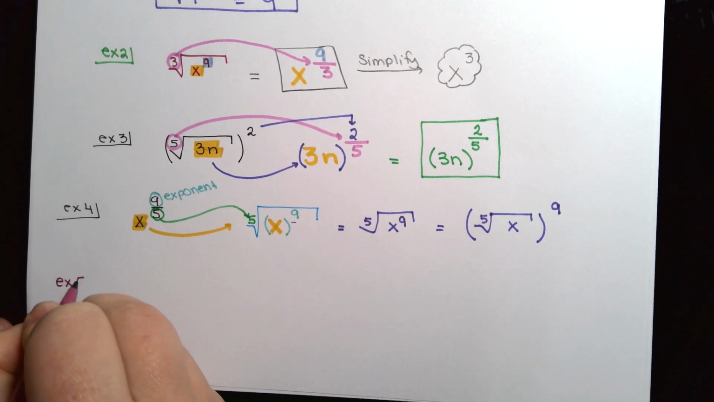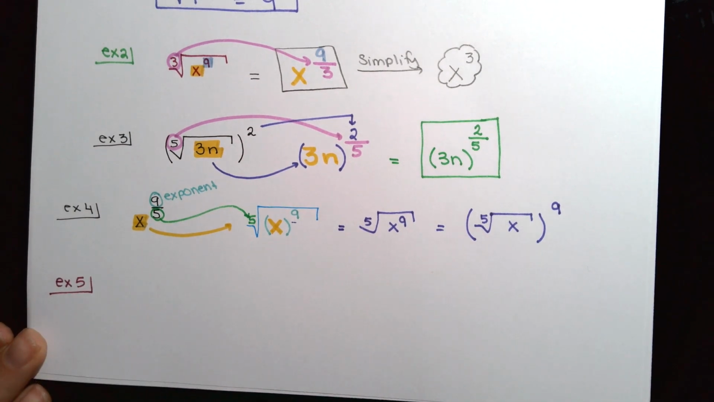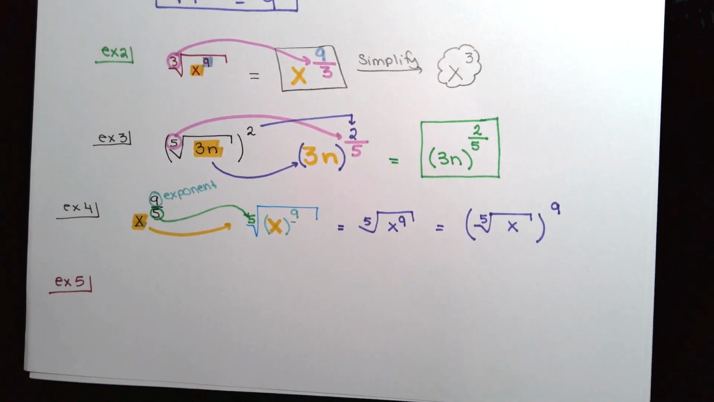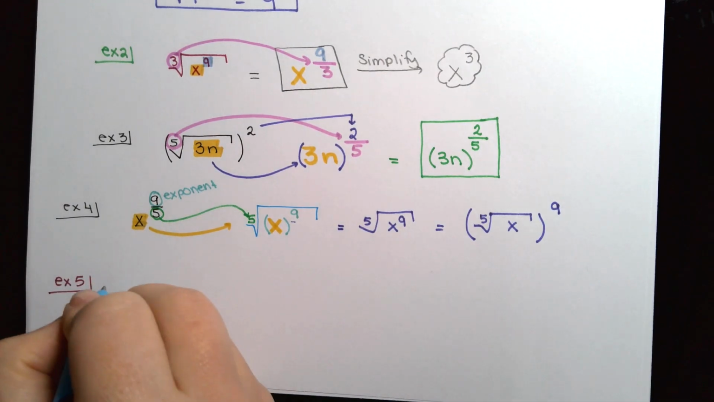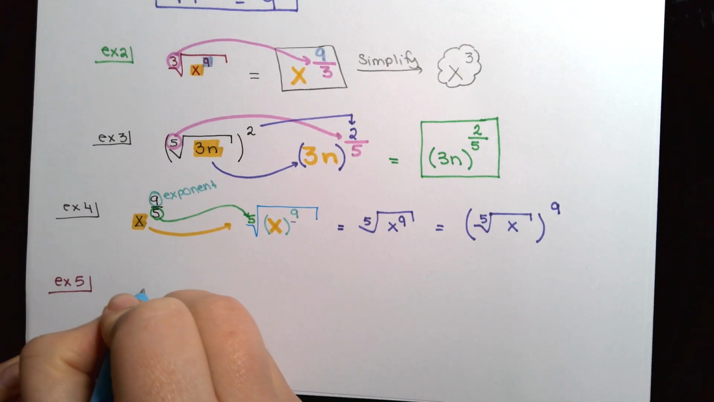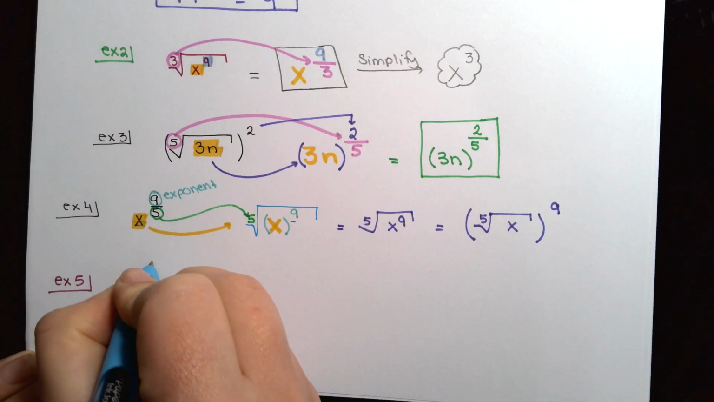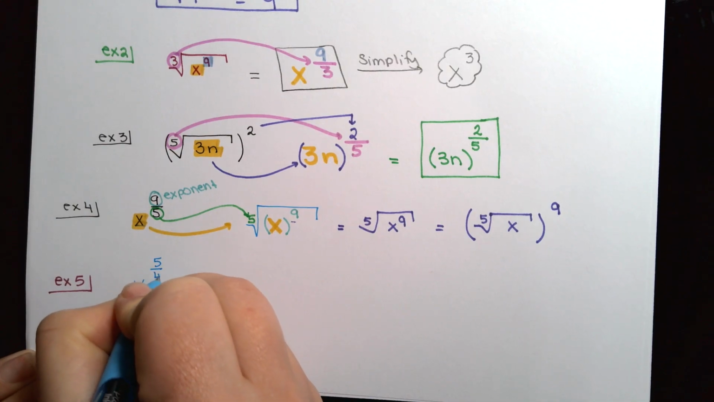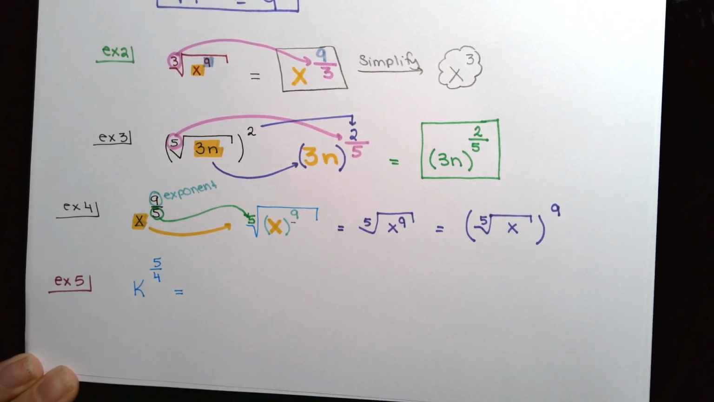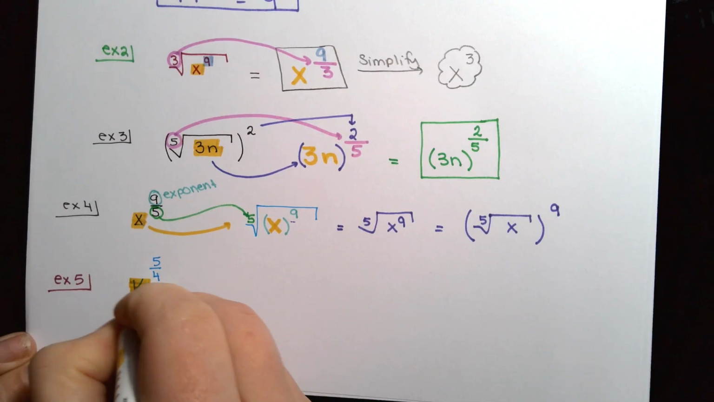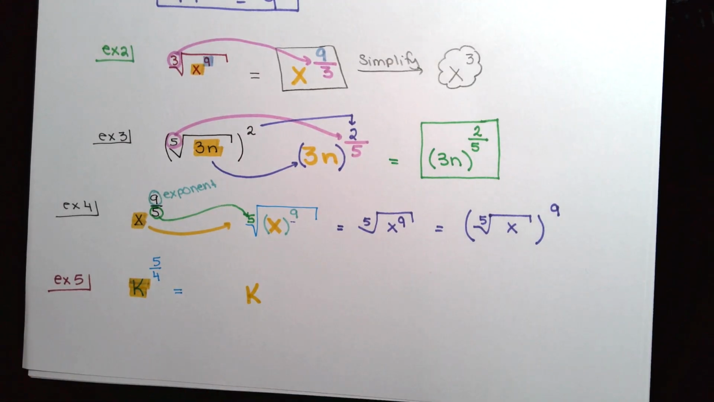Example 5. Now, I want to talk to you about negatives. Let's do one positive and then we'll talk about negatives. Here, let's do one more as k to the power of 5/4. Again, inside is k. That's our base. Let's draw the radical.